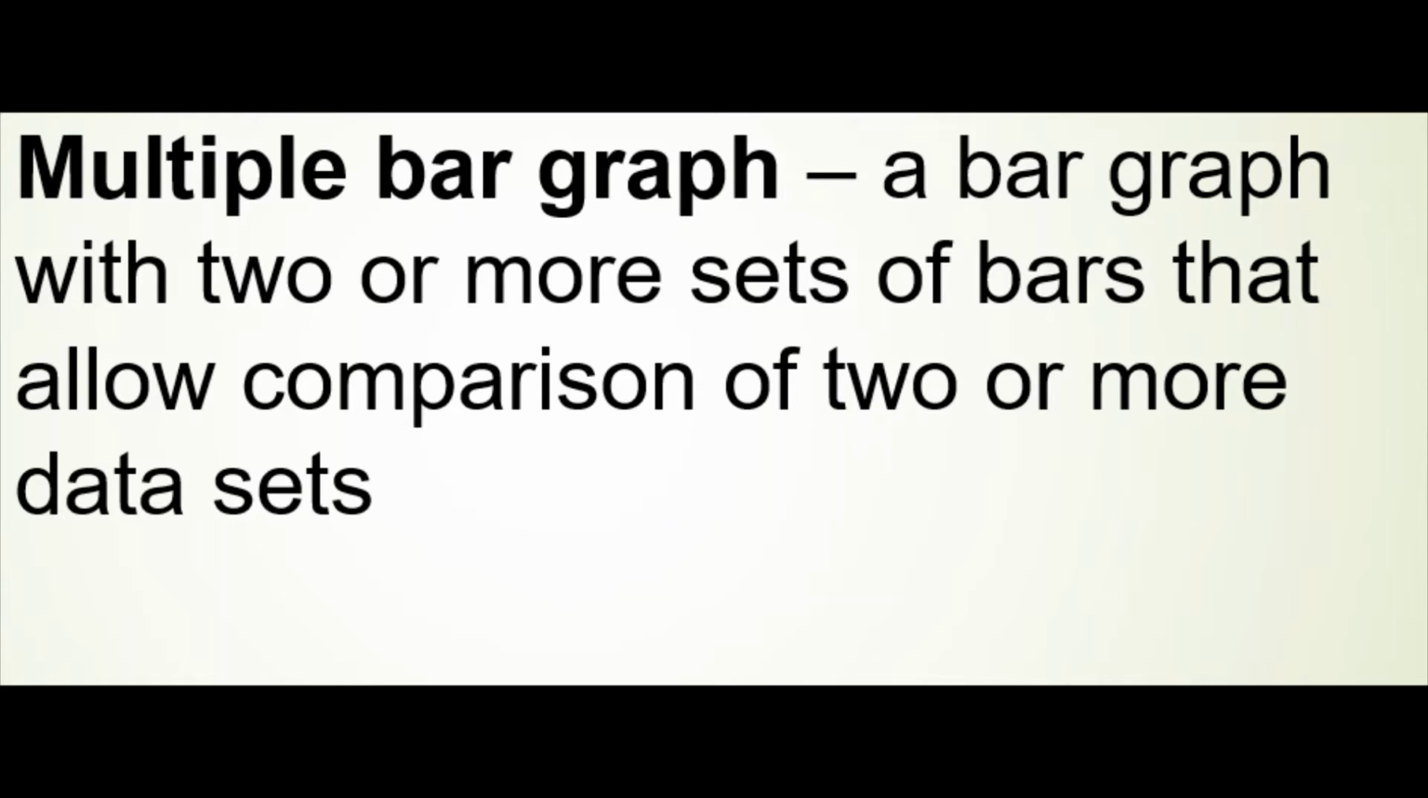First, let's define multiple bar graph. A multiple bar graph is a bar graph with two or more sets of bars that allow comparison of two or more data sets. So here we're going to have multiple data sets for each category of data. Within each category, we'll have a rectangle for each of the data sets. That allows us to compare the two data sets by looking at the relative heights of the sets of bars. So that's a multiple bar graph.